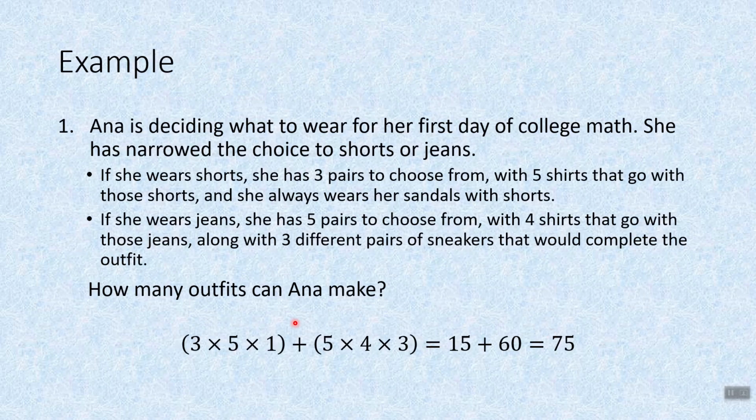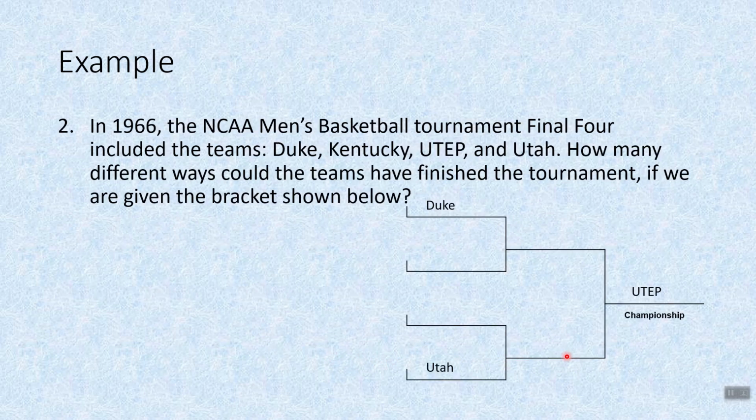So how many different outfits can she make? 3 pairs of shorts, 5 shirts, and sandals. That's 3 times 5 times 1 is 15. Or, so we'll add 5 jeans, 4 shirts, 3 sneakers. 5 times 4 is 20. 20 times 3 is 60. And we will add these 2 alternatives to get 75 total outfits. You don't have to have a ton of clothes. You can make some good outfits.